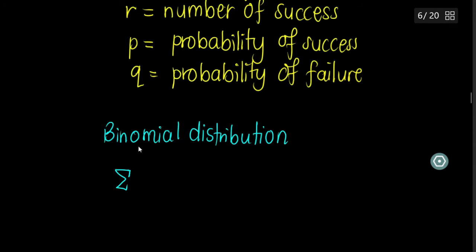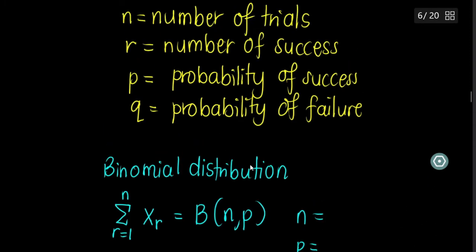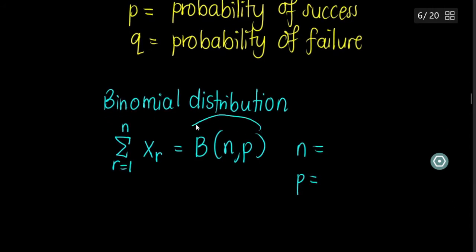The sum of the experiment from the first number of success all the way to n: X equals binomial n and p. n is, you already know, the number of trials. p is the probability of success. So when you write, sometimes in the exam they will give you in this format, so you must know how to take the information from here and apply it. So far so good.